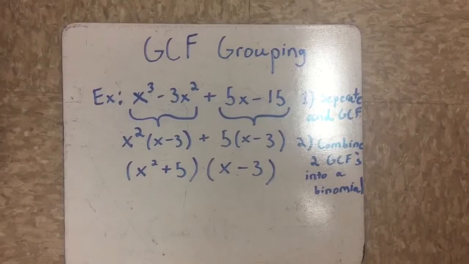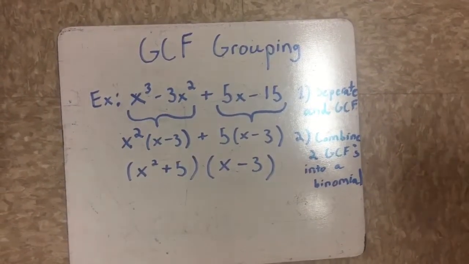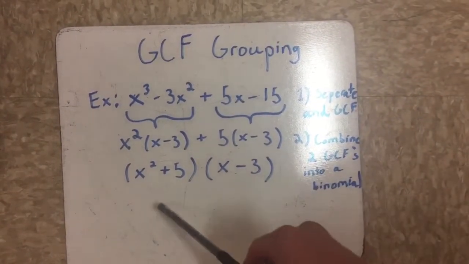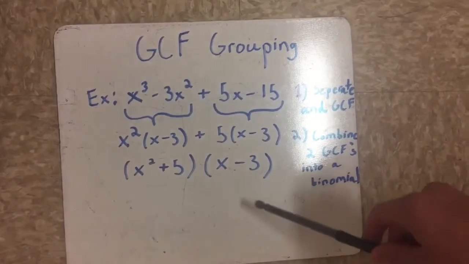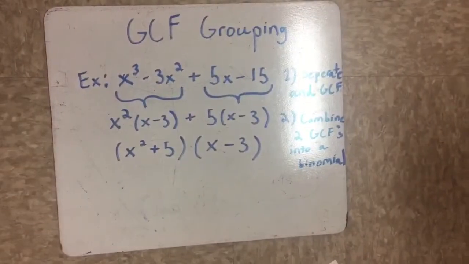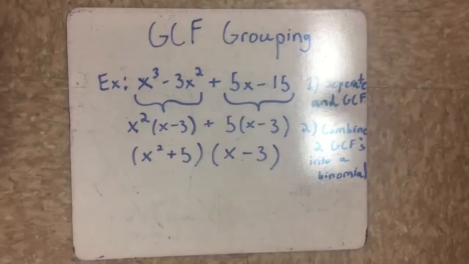The second step is to combine the two GCFs into a binomial. So it becomes x squared plus 5 times x minus 3. When reverse FOILed, it should equal the original equation.